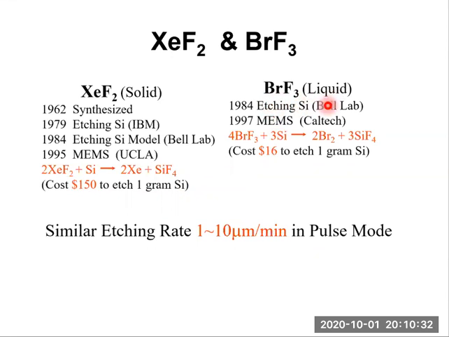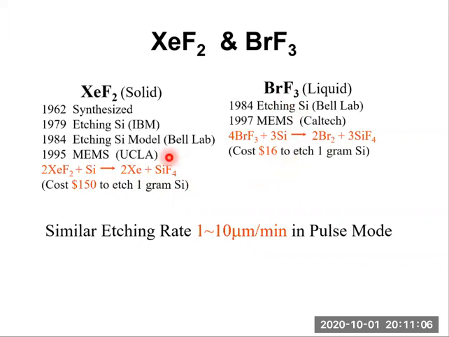Bromine trifluoride is liquid, and this is the chemical reaction: it reacts with silicon, and the products are bromine and silicon tetrafluoride. For bromine trifluoride, it costs about $16 to etch 1 gram of silicon. So it looks like bromine trifluoride is cheaper, much cheaper than xenon difluoride.